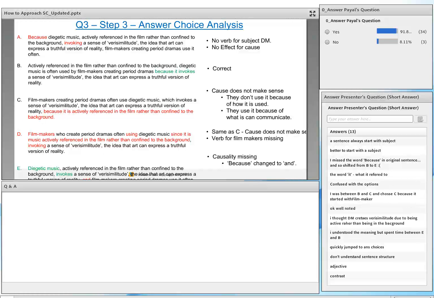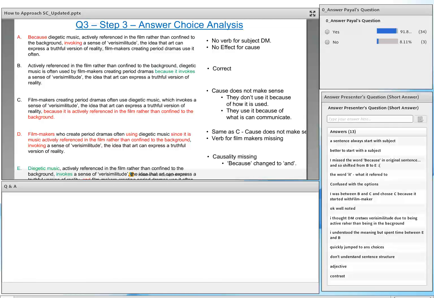Whenever you select an answer, you always have to reject each and every answer choice on at least one solid ground. Very, very, very important. All right, let's take a look at choice C. Filmmakers creating period dramas often use diegetic music, which invokes a sense of verisimilitude. Over here, because it is actively referenced in the film rather than confined to the background.